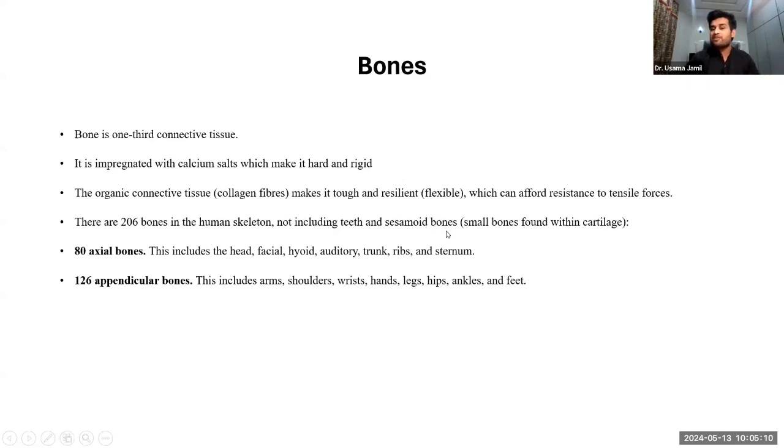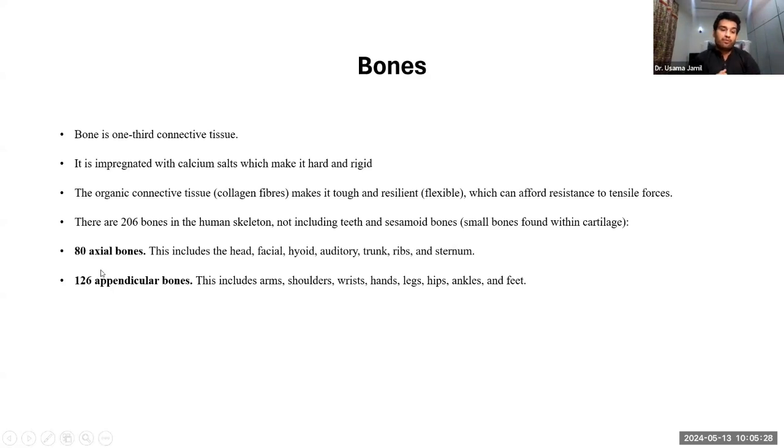Sesamoid bones are bones that are present within our muscle or cartilage, like our patella, our knee bone, in front of our knee joint. That is called a sesamoid bone. That bone is present in the soft tissue of the body.